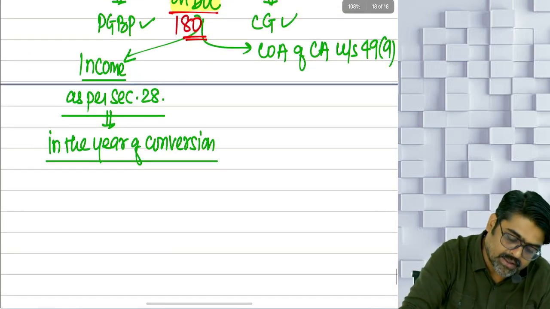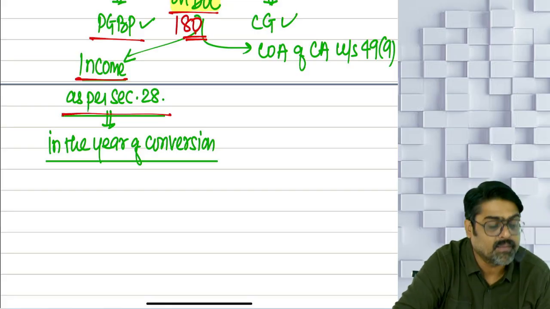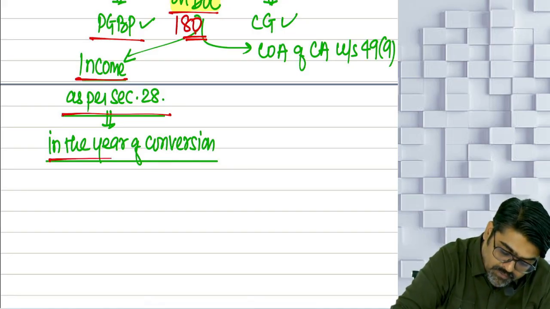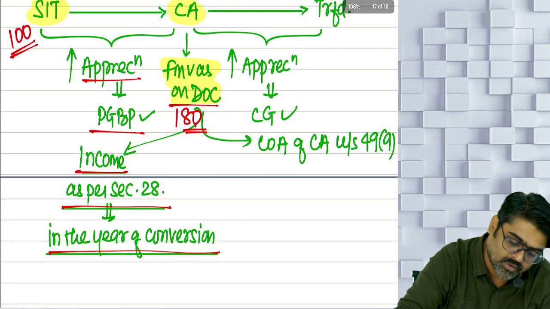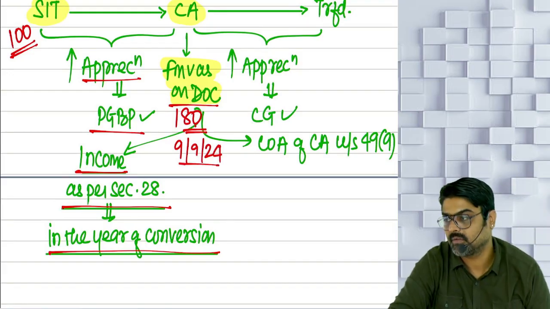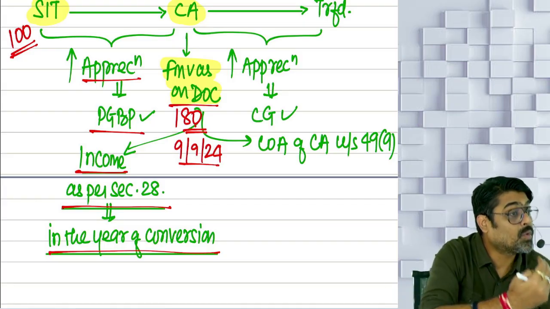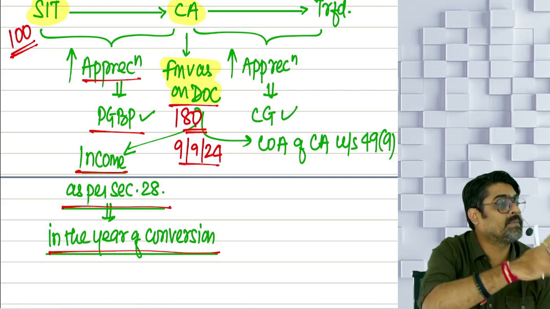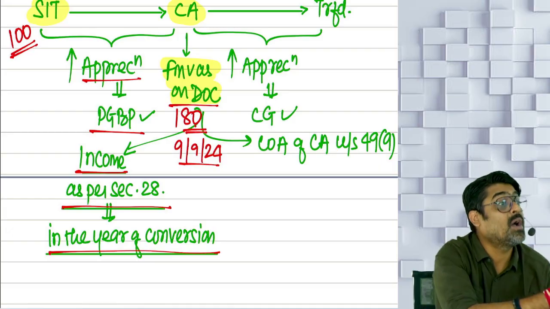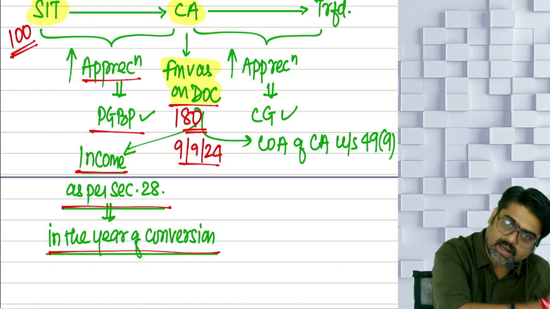It will already be taxed under the head PGBP, because this 180 will be taxable as per section 28 under the head PGBP in the year of conversion. For example, the conversion is taking place on 9/9/2024. When is the conversion taking place? 9/9/24, meaning 24/25 only. In the year 24/25 only, I will take PGBP income of 180, the fair market value, minus the cost of stock in trade, 100. That means that 80 will be taxable under the head PGBP in the year 24/25 itself.